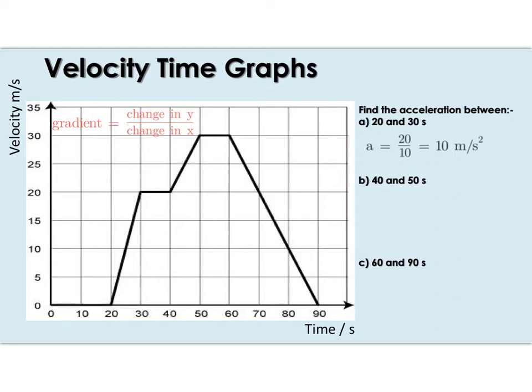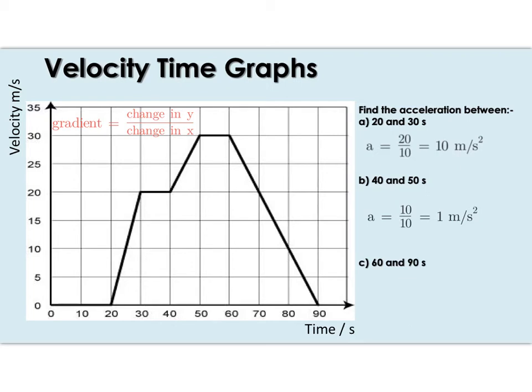The next one it asks you for is between 40 and 50 seconds. So this one here, between 40 and 50 seconds I've got a change of 10 on the x, and also a change of 10 on the y. And you can see that it's because 50 minus 40 gives you 10, so between the 40 and 50 you've got 10 seconds of time taking place, and between 20 meters and 30 meters we've got a gain of 10 meters. So using the equation over here now, you can see you've got a change of 10 divided by 10 is equal to 1 meter per second squared.